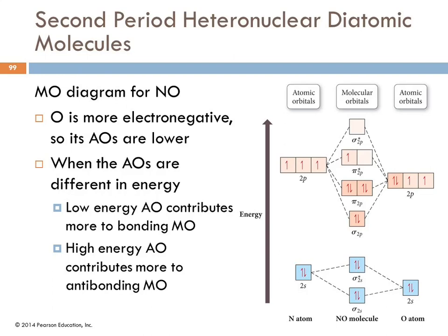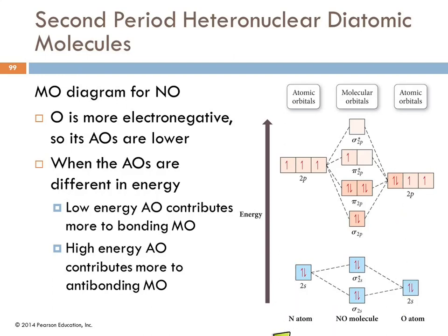Okay, so second period, heteronuclear diatomic molecules. Let's look at nitrogen monoxide. Oxygen is more electronegative than nitrogen. So its atomic orbitals are lower in energy compared to the nitrogen. The atomic orbitals for oxygen are lower.